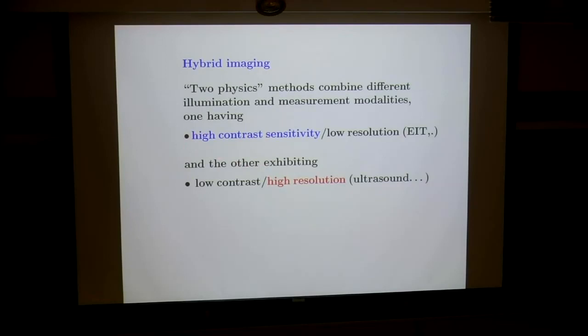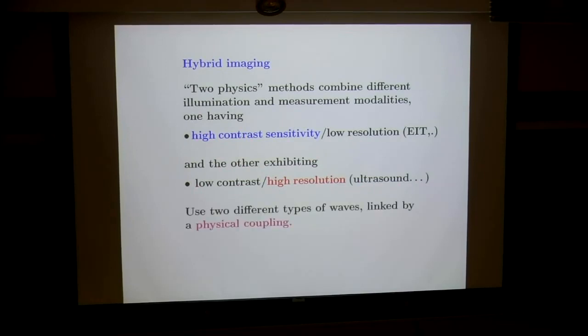So you want to combine one imaging modality, which is high contrast and low resolution, with another one, which is low contrast and high resolution. And an example of that is ultrasound. It has quite high resolution, but has a hard time distinguishing different kinds of tissues.